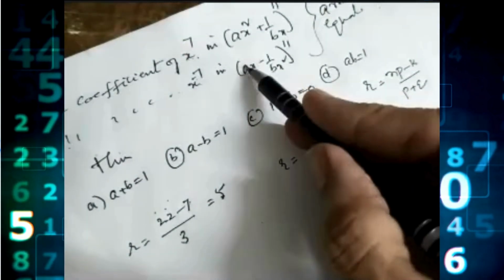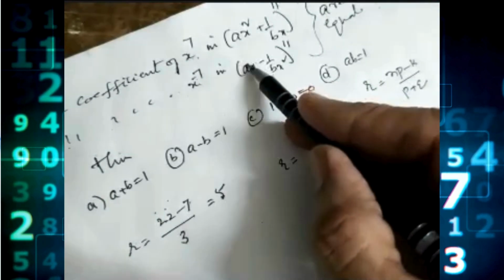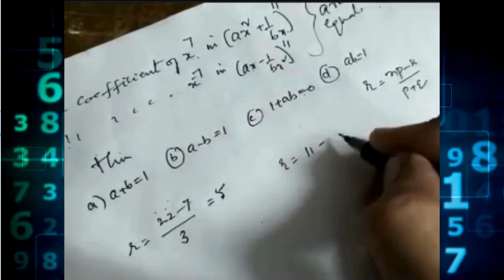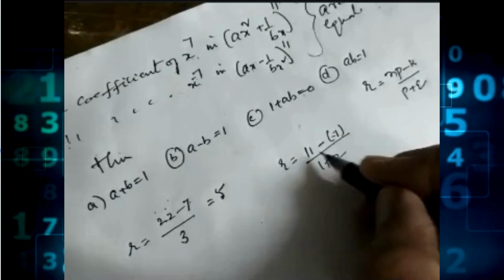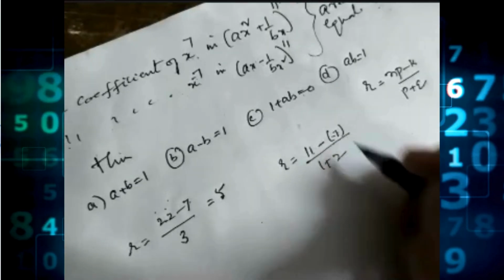And to get x power minus 7 in this expansion, what would be the value of r? Come on, tell me. And p is 1. 11 ones are 11. 11 minus k. K is minus 7, you know, because you require the coefficient of x power minus 7, by p plus q. What is p plus q? 1 plus 2. 11 plus 7 is 18. 18 by 3 is 6.